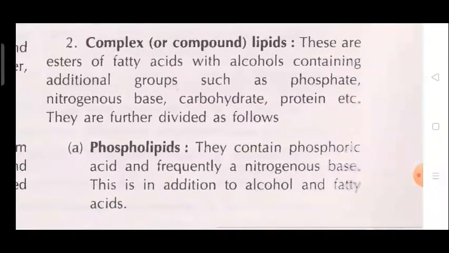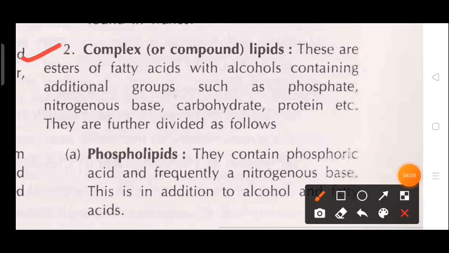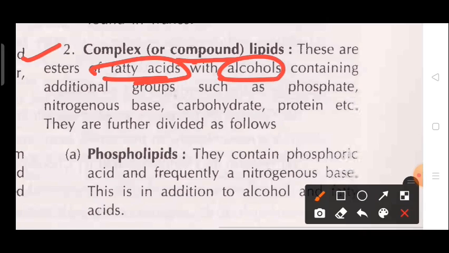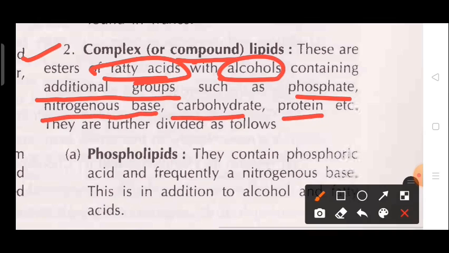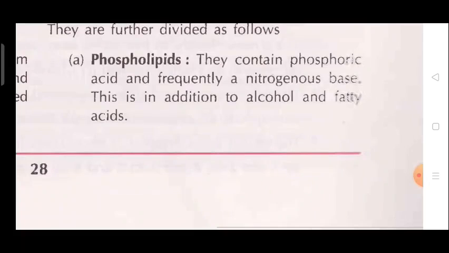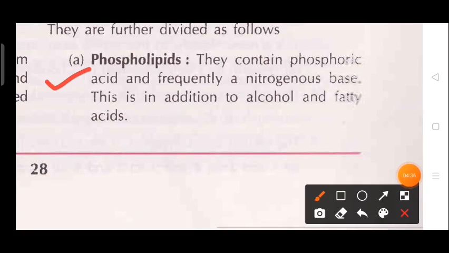The next type of lipid is complex lipid, or we can call this compound lipid. These are esters of fatty acid with alcohol, plus they contain additional groups such as phosphate, nitrogenous base, carbohydrate, protein, etc. Therefore these are further divided into some categories. The first one is phospholipid. As the name suggests, it has phosphoric acid and frequently nitrogenous bases.